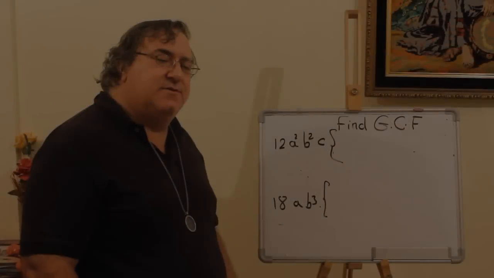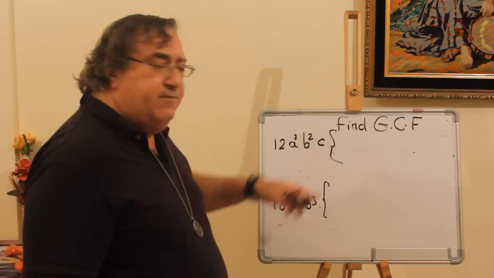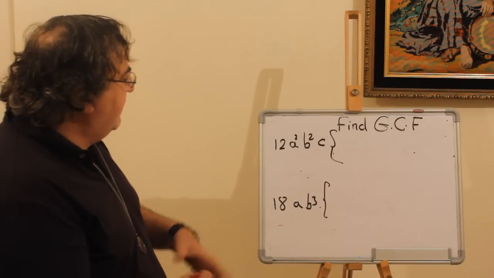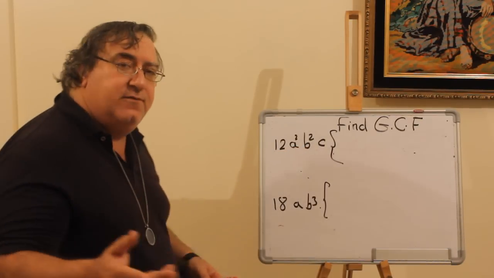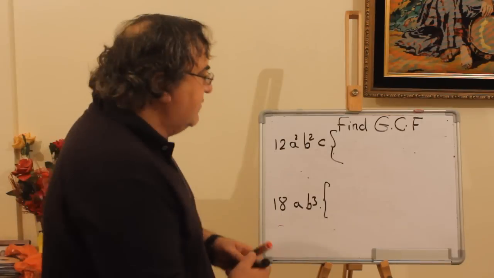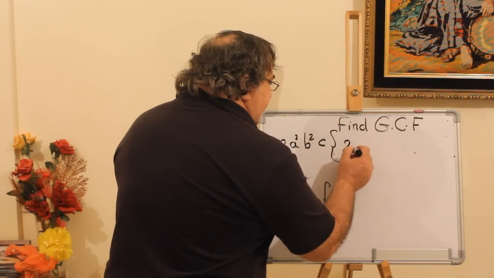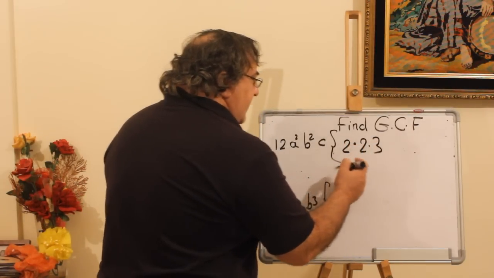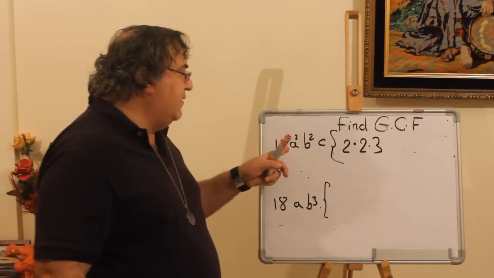Okay, now let's go to our final step, finding the GCF of two monomials. We start with the first monomial. Suppose we have 12a squared b squared c. What are the factors of 12 using prime factorization, or the classic one? You will find that it is 2 times 2 times 3. 2 times 2 is 4, 4 times 3 is 12. These are the factors of the number 12.